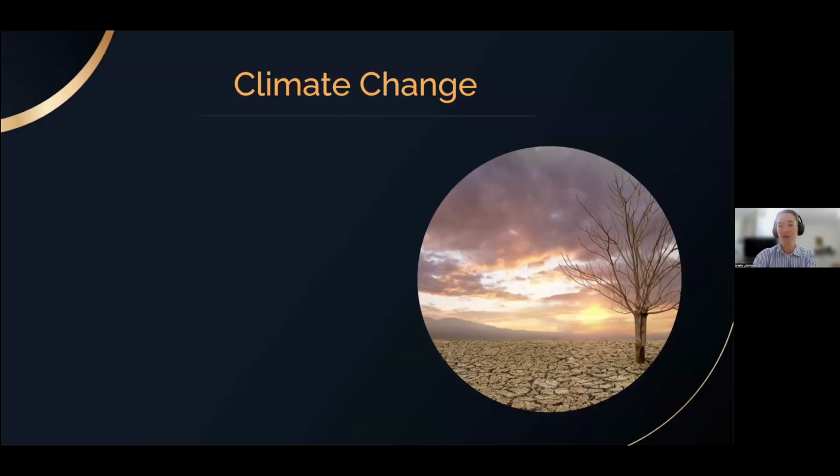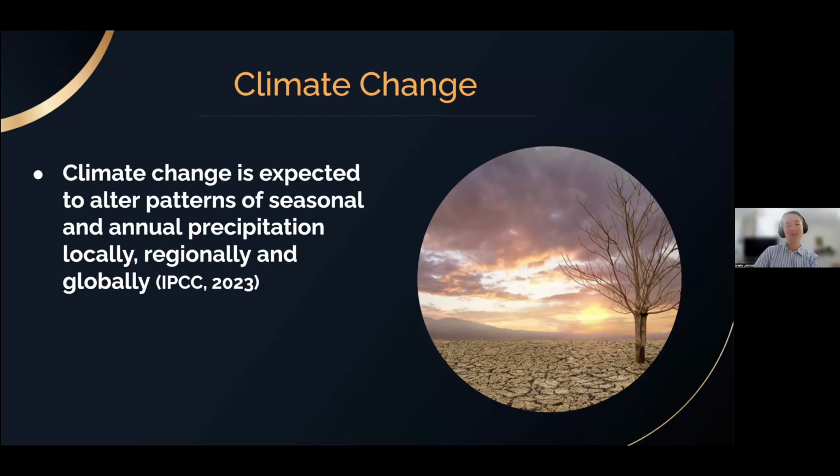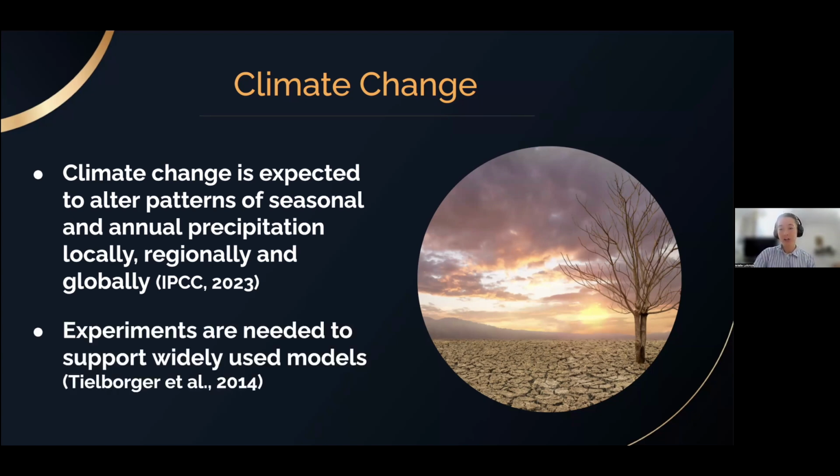So I will begin with the buzzword, climate change. Sydney already did a great job explaining the change in weather patterns and plant phenology, but for the sake of my presentation, I will continue. In general, scientists agree that precipitation patterns will alter seasonally, annually, and all around the world. And experiments are urgently needed to support or disprove widely used models that predict future ecosystem properties based on current climate conditions.